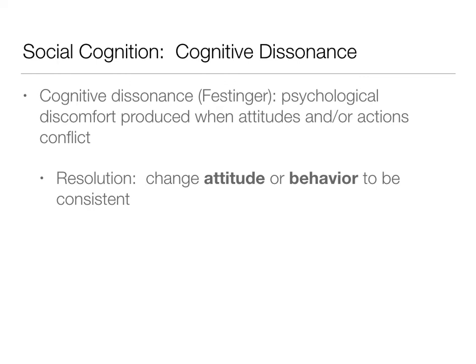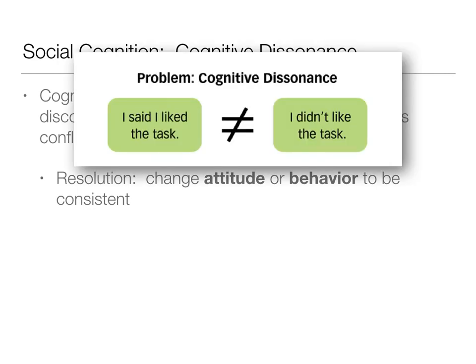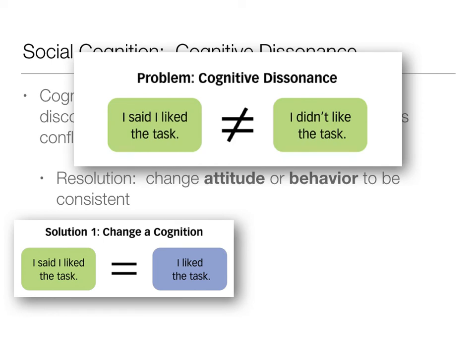So an example would be, I said that I liked the task, whatever the task was, but I really didn't like the task. So that feels uncomfortable, right? I've said one thing, so that's a behavior, but I actually think something else completely. That cognitive component is different, and that mismatch feels uncomfortable. So one way we can resolve this, one solution, is we can change how we think about the task. My behavior said I liked the task. So you know what? I really did like the task. It really was okay. We can rationalize it to ourselves that it felt okay, that we can change our cognition about it.